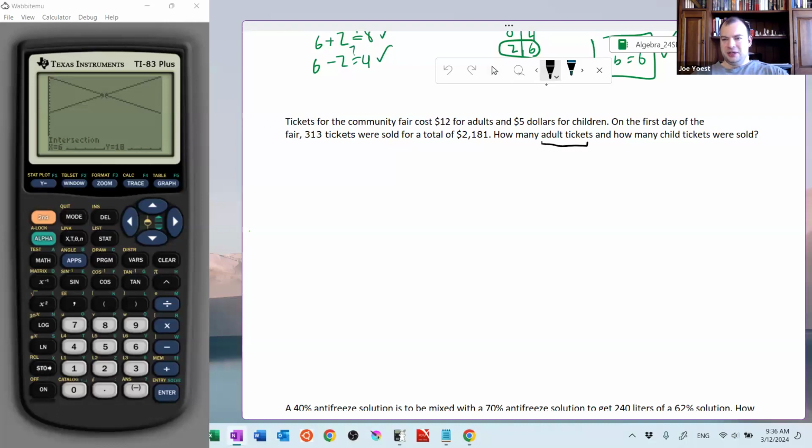All right, so we have our tickets. We want to know how many adult tickets. Let's just give these the variable A. And how many child tickets? Let's give these the variable C. Were sold.